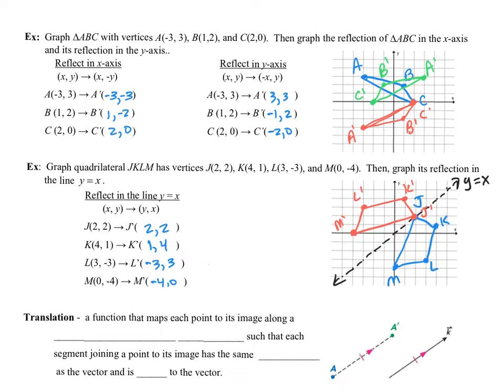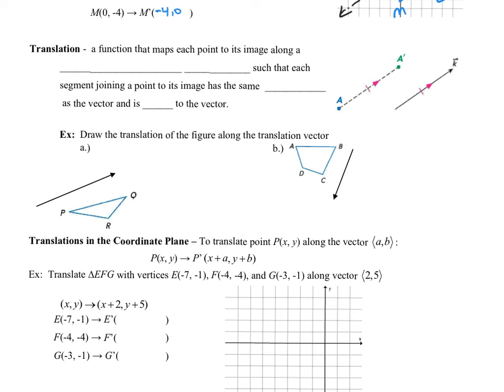So the next thing we're going to do is talk about our second transformation today, and that is translations. Okay, the definition of a translation says it's a function that maps each point, and by each point we mean each pre-image point, to its image along a translation vector. So remember what a vector was. A vector indicates two things, distance and direction.